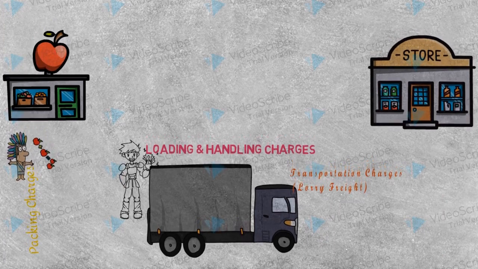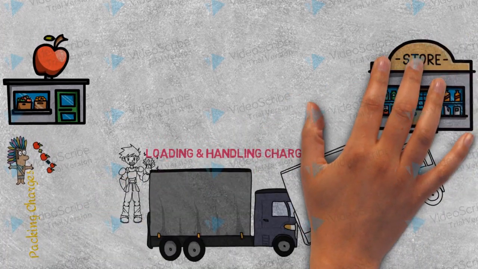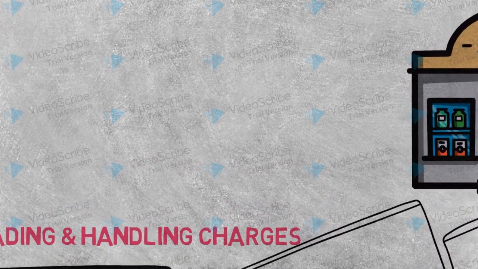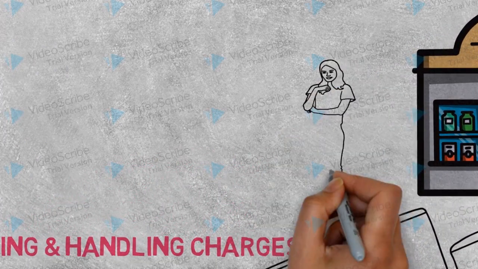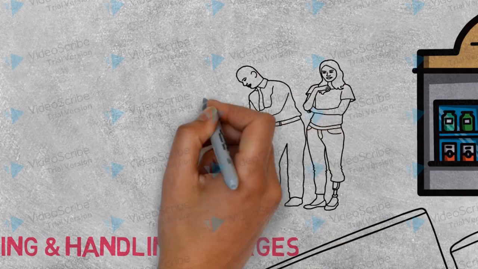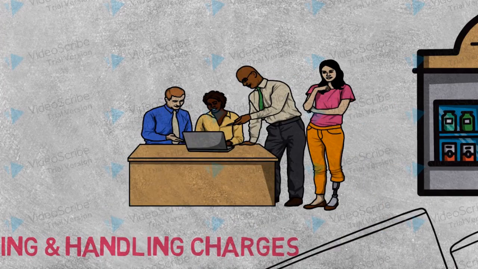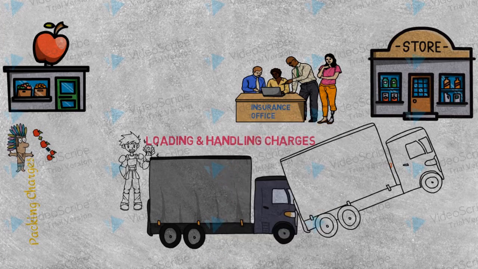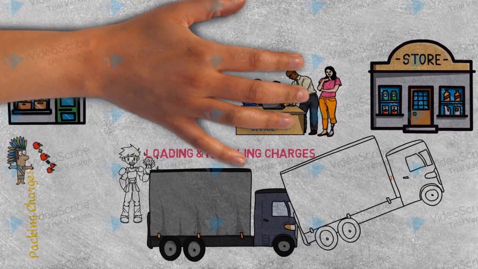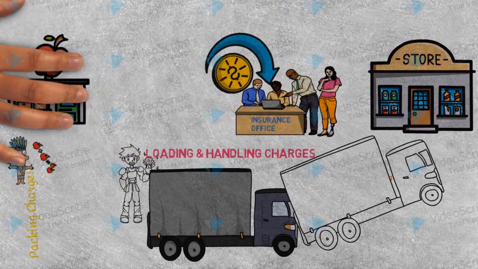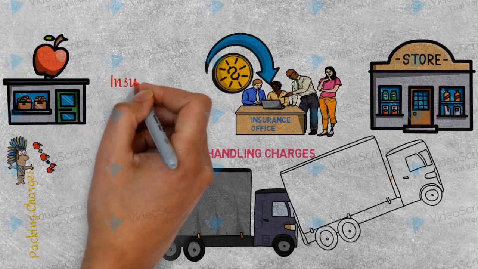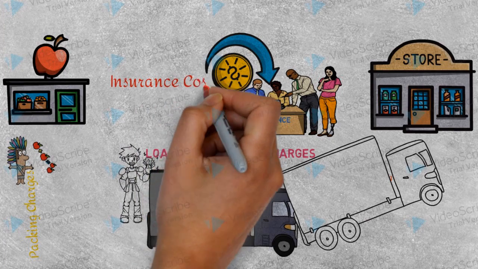To safeguard the apples from loss by theft, possible accident, and all other losses, it insures the transit of the goods, that is apples, in the insurance office by paying insurance expenses or insurance cost.